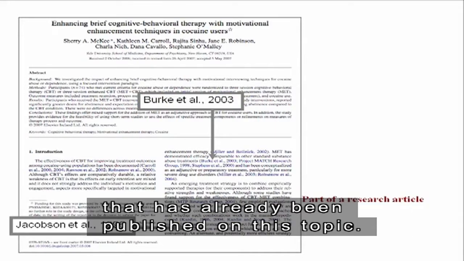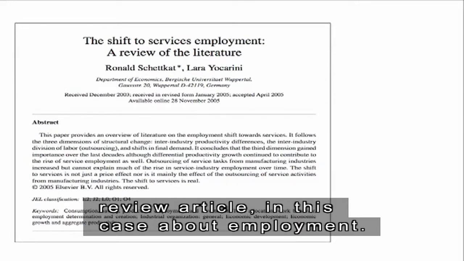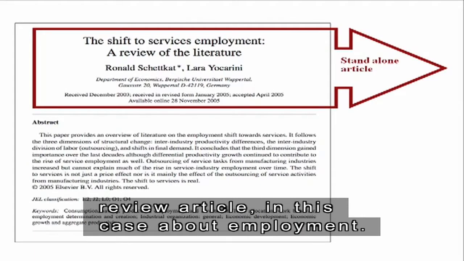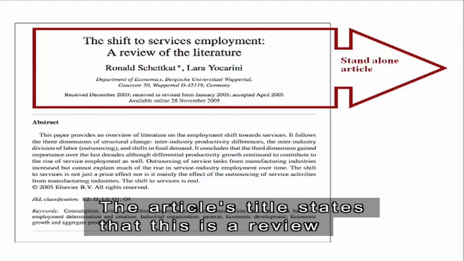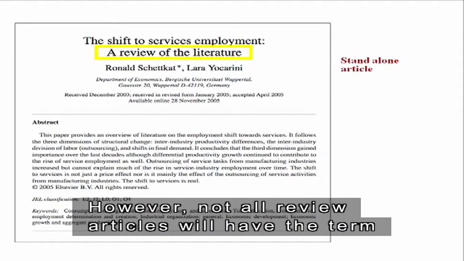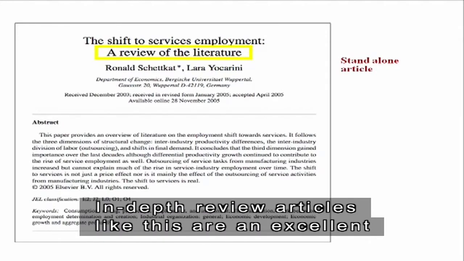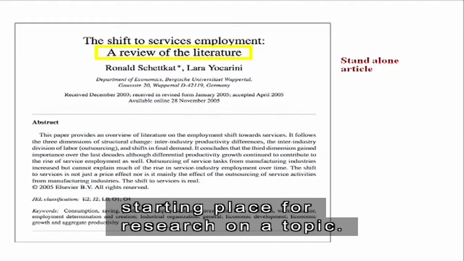on this topic. Here is an example of a standalone literature review article, in this case about employment. The article's title states that this is a review of the literature on the topic. However, not all review articles will have the term literature review in their title. In-depth review articles like this are an excellent starting place for research on a topic.